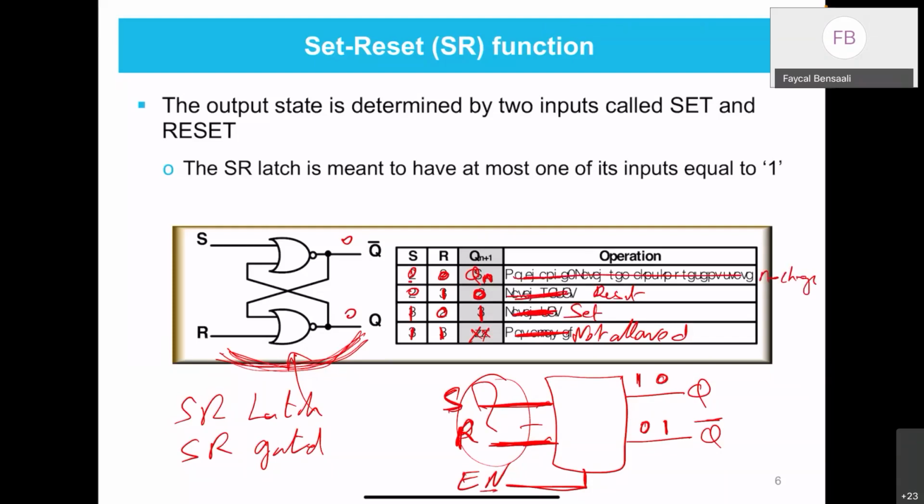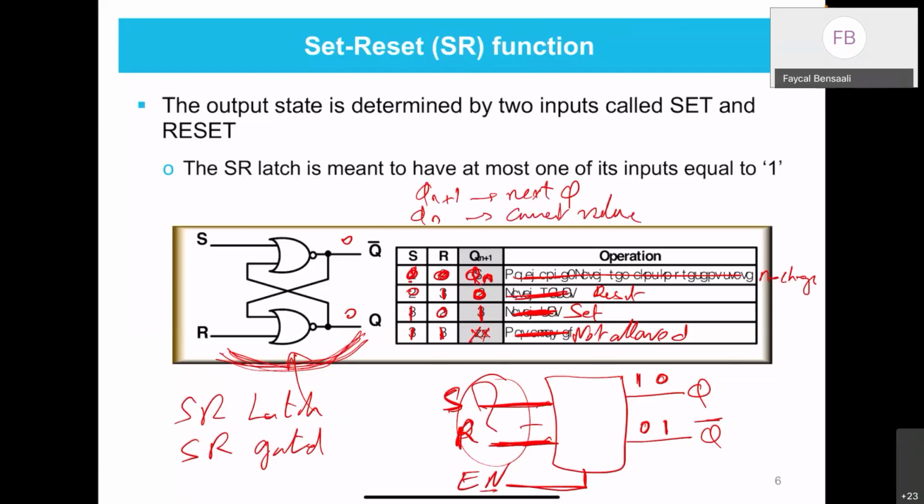So basically, what do we mean by no change? If we put 0, 0, here I just put Qn plus 1, which means the next Qn. What will be the next Q? The next value for Q. Qn is the current value.